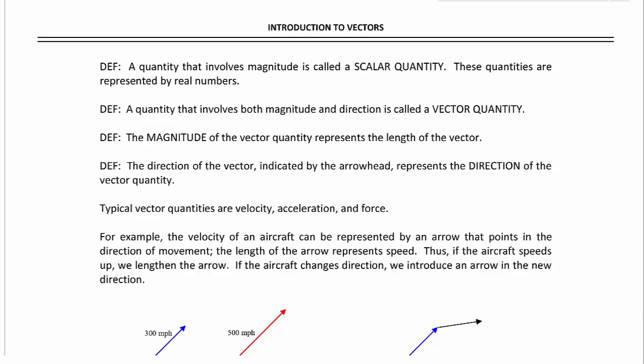The magnitude of the vector quantity represents the length of the vector. The direction of the vector, indicated by the arrowhead, represents the direction of the vector quantity. Typical vector quantities are velocity, acceleration, and force.